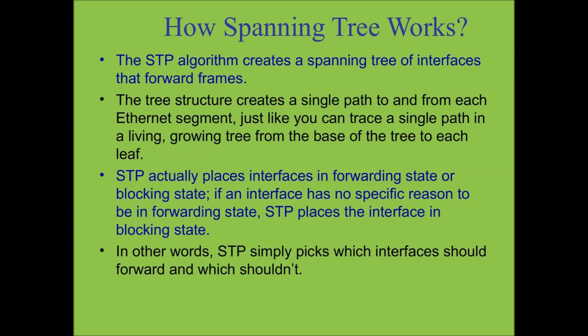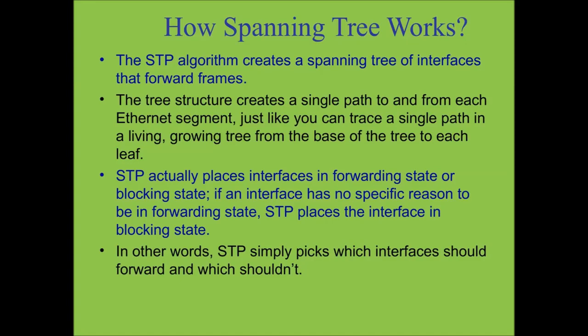In a tree we see different leaves or different branches. If there is a single path from start to end, from root to top, that will be a spanning tree in our networking concept. STP places interfaces in forwarding state or blocking state. If an interface has no specific reason to be in forwarding state, STP places the interface in blocking state. So if a specific interface is not being used to receive or forward data, that interface is always in a blocking state.